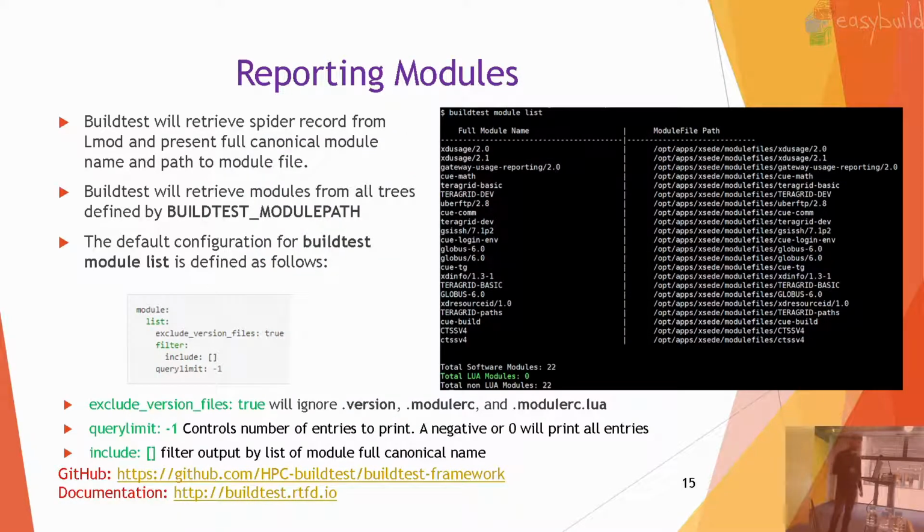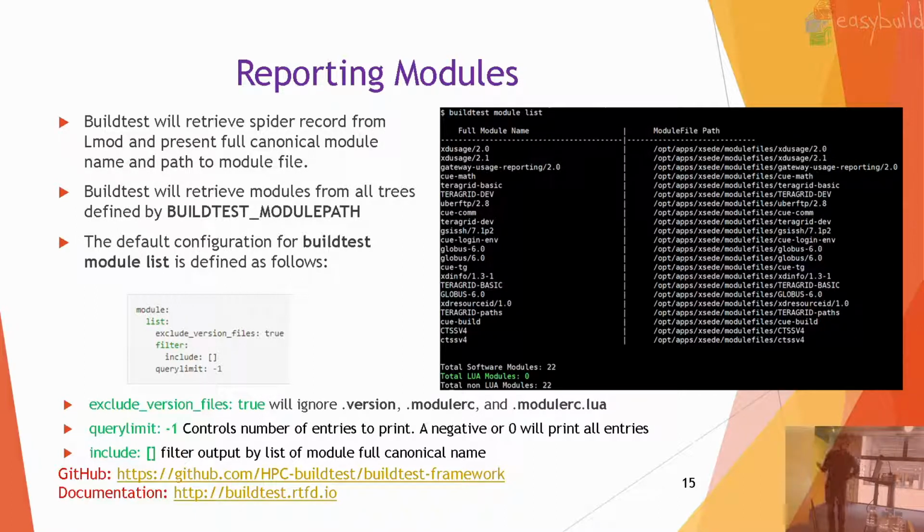So one of the things that we could do is a listing of all the modules. You parse the Spider record and print the full canonical name. So this first table is the actual way to load the module. You can see this is basically similar to module av, but with other metadata, like the actual module file path. This is actually more than just doing a module av. What it does is retrieve all the modules from all the trees in the buildtest module path.